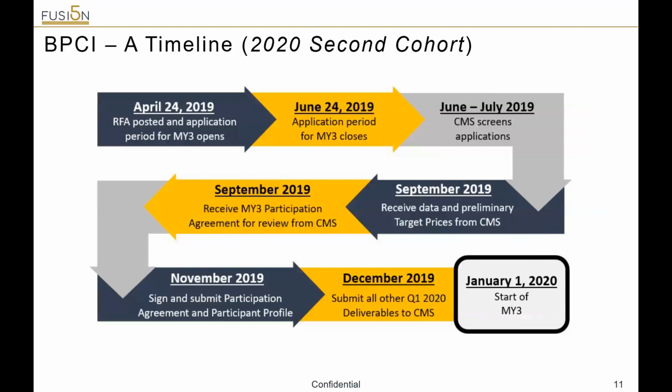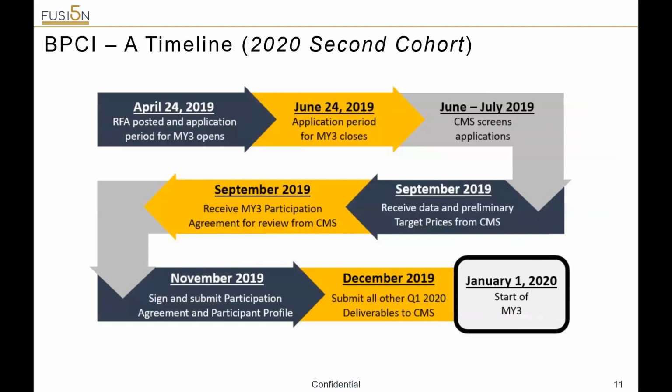After that time, CMS will screen the applications. They will look through that. They will weed and filter or triage some applications out. I have no doubt that ours will not be triaged out and will be perfectly fine in the June through July period. In September, and I'm hoping this is the beginning of September, we are set to receive data and preliminary target prices from CMS. The data is historic data from 2014 through 17. They'll actually be sending us 15 through 17 because they always send us the minimum necessary, which is a 3-year period of time.